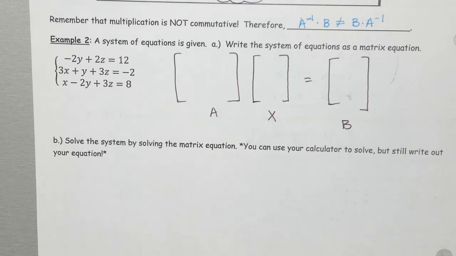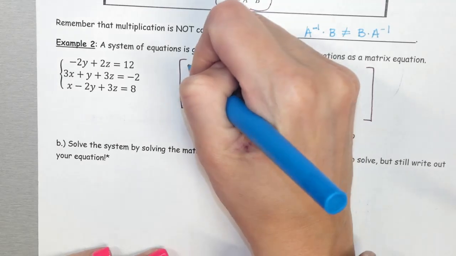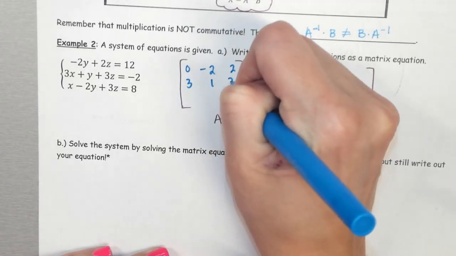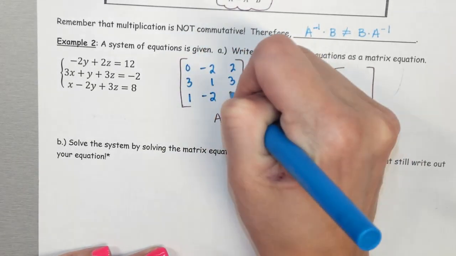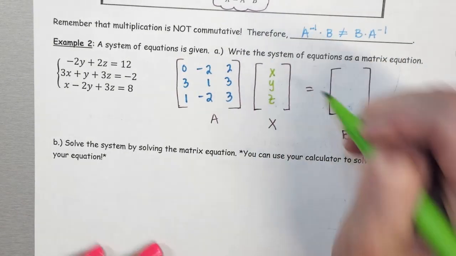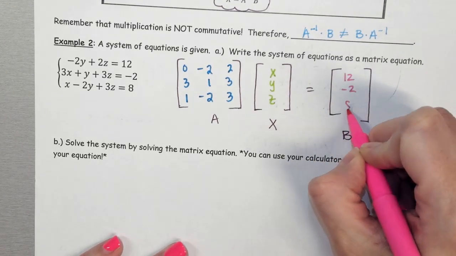We are going to solve this one with our graphing calculator. All right, so there's no x, so what should I put here to start? 0. So 0, negative 2, 2, 3, 1, 3, 1, negative 2, 3. In the column for the x, it's just x, y, z. And the column for b is all the constants. So 12, negative 2, 8.